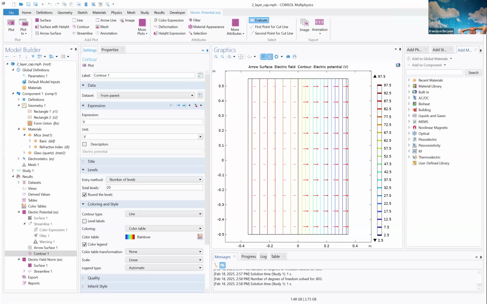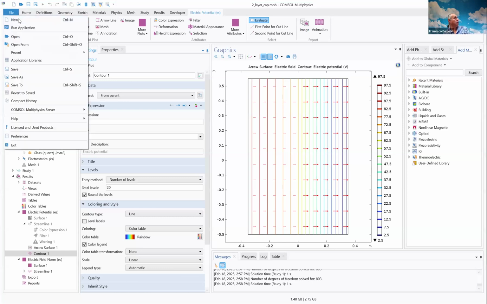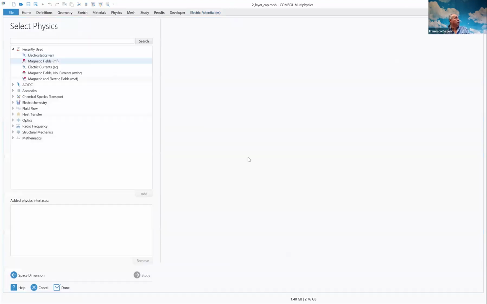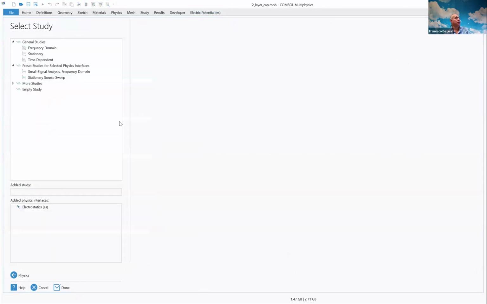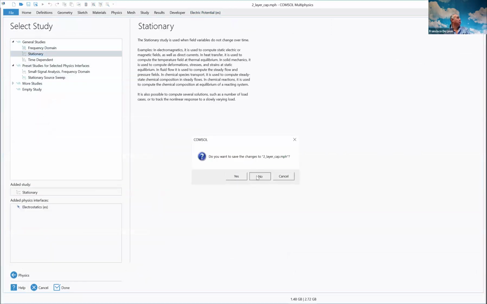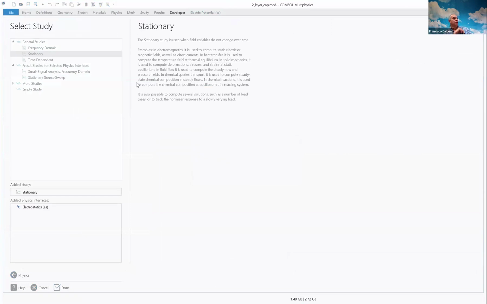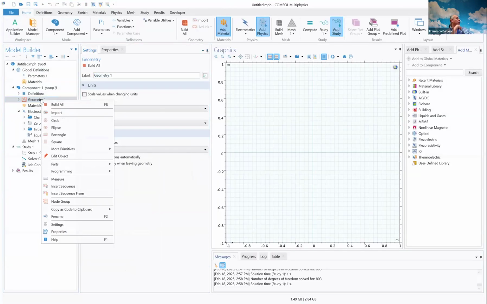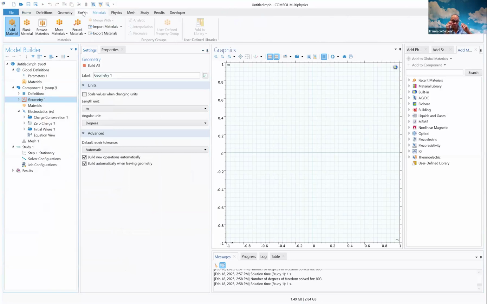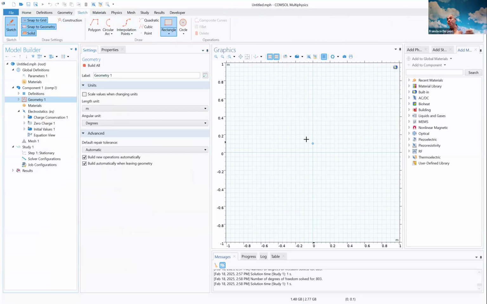Okay, so what was the next? I think the next was to see the electric field density at the corners. You build the sketch too, but I forgot where it is. It's just two minutes, one minute.